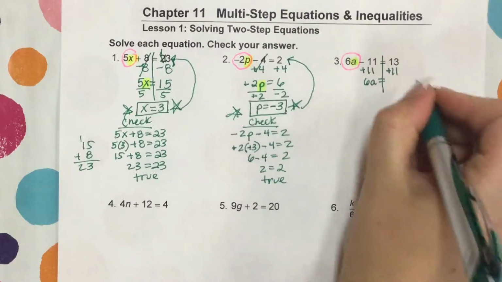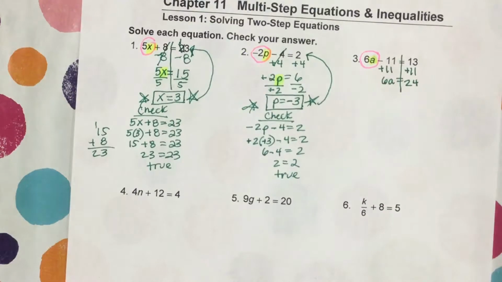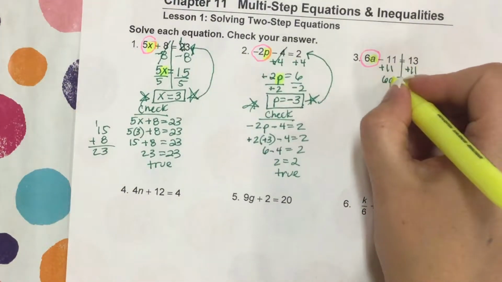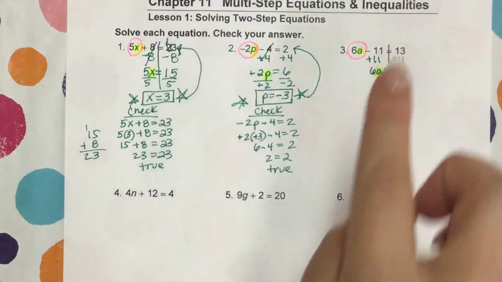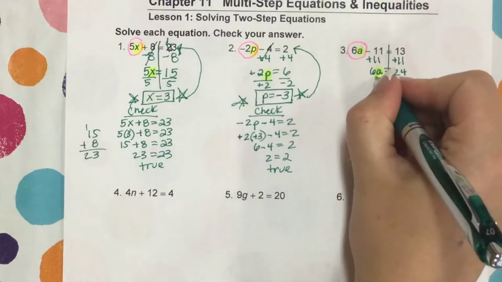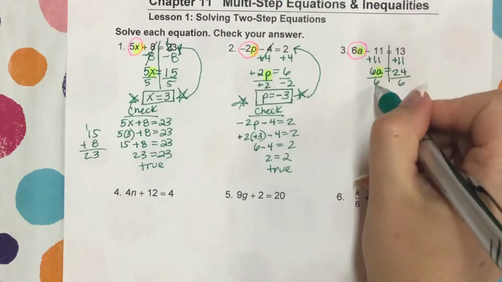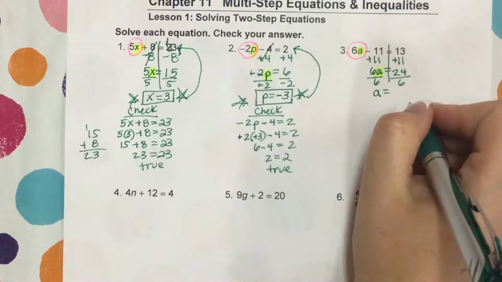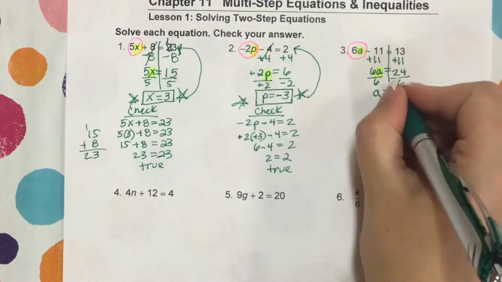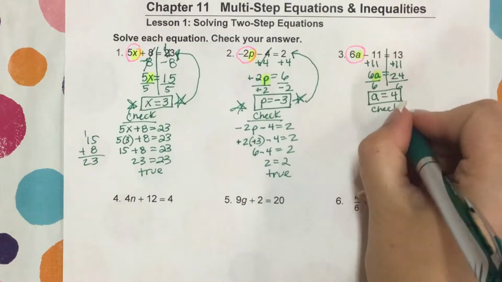We end up with 6a equals 3 plus 1 is 4, 1 plus 1 is 2. So we have 6a equals 24. We're closer to getting a by itself, but we have not done it yet, so we have to keep going. So we have 6 times a, the inverse operation of multiplication would be division. So we're dividing both sides of the equation by 6. 6 divided by 6 is 1. 1 times a is a. And we have 24 divided by 6, which is 4. So a equals 4. And then we're going to check it.